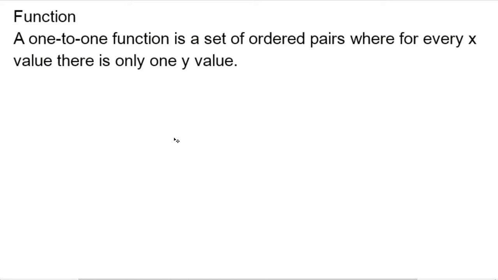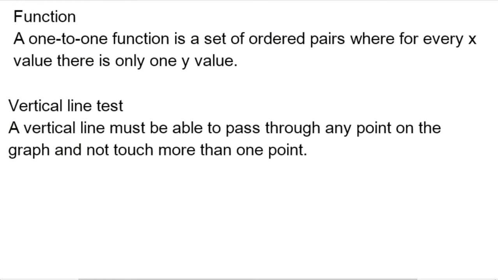And we usually work in terms of one-to-one functions. A one-to-one function is a set of ordered pairs where for every x value there is only one y value. If that condition is not satisfied, then it's not considered a one-to-one function. There's a great way to test whether a function is one-to-one or not. It's called the vertical line test. That is, a vertical line must be able to pass through any point on the graph, that is, any ordered pair, and not touch more than one point.